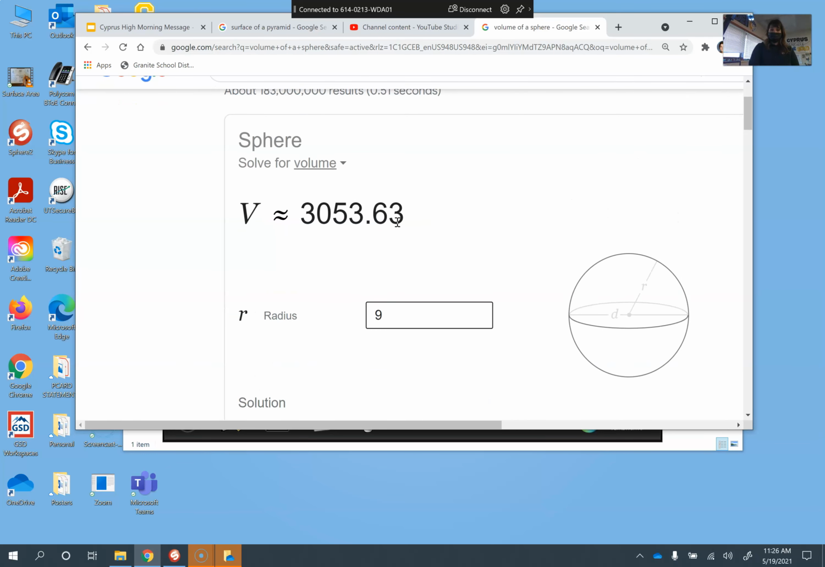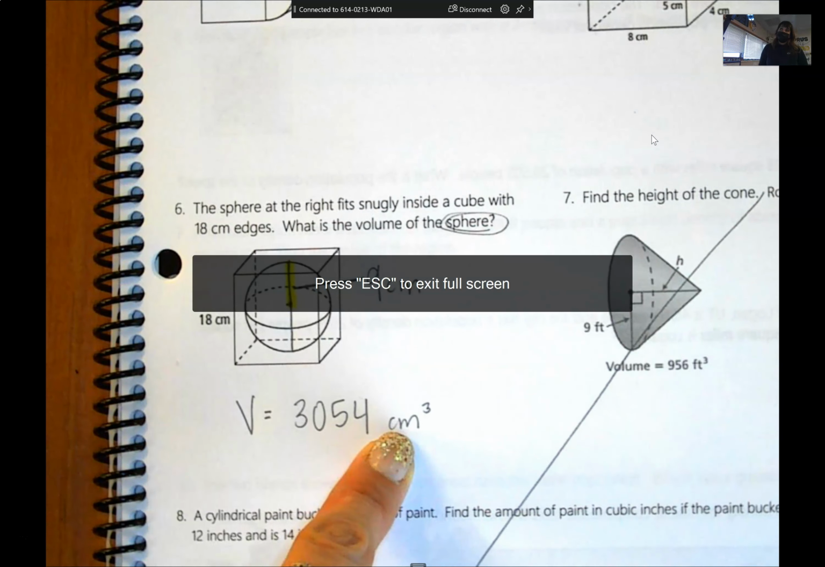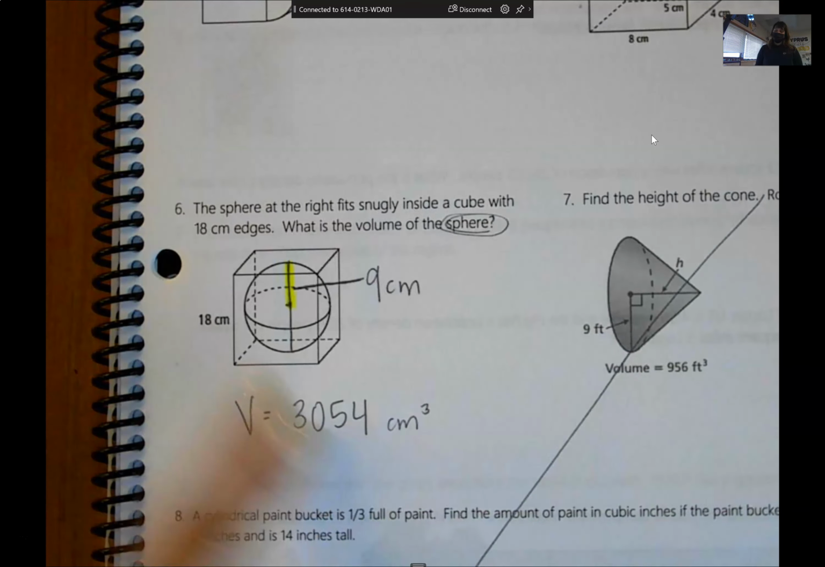And Google will give us a volume of 3054 centimeters cubed. And when you do this in Canvas, you don't have to put any units down. You could just type in 3054.